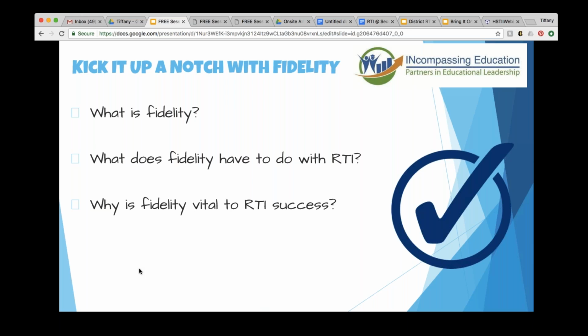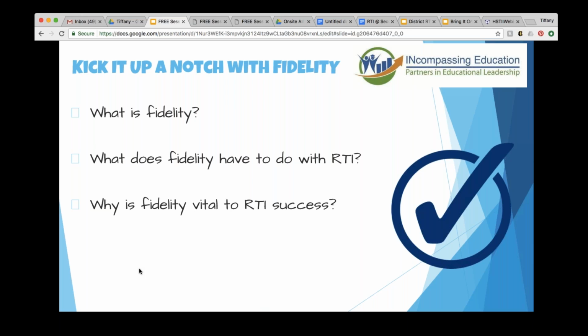It would be implementing your RTI system as you have designed it, so that you can make sure that everyone is doing things in the same way. It's creating a plan and sticking to that plan. So let's say that this time next year, you come back together with your RTI School Task Force to determine the effectiveness of your RTI program.